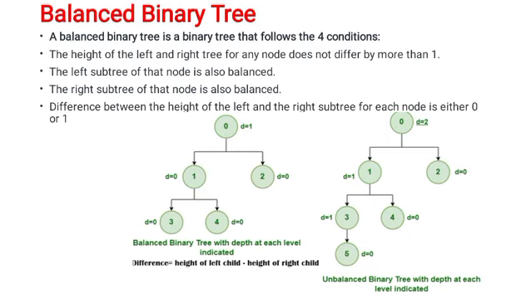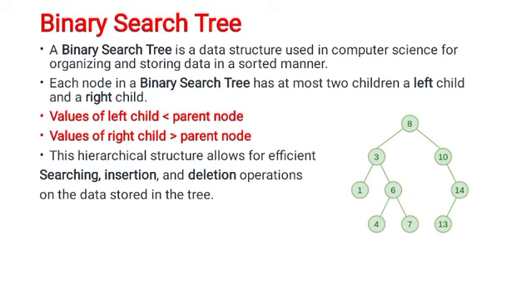Next is balanced binary tree, binary search tree. So binary search tree is the most important topic in case of trees. A binary search tree is a data structure used in computer science for organizing and storing data in a sorted manner. Each node in a binary search tree has at most two children, a left child and a right child. The value of the left child is less than the parent node and the value of the right child is greater than the parent node. This hierarchical structure allows for efficient searching, insertion and deletion operations on the data stored in the tree.